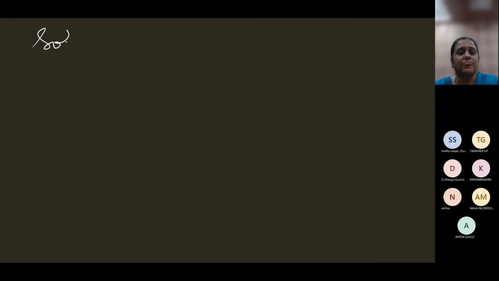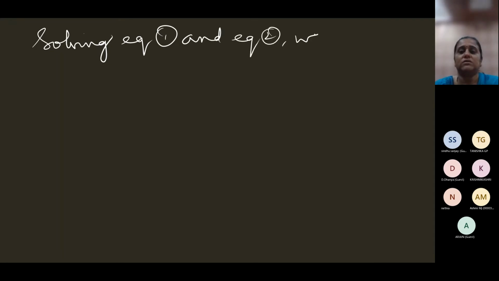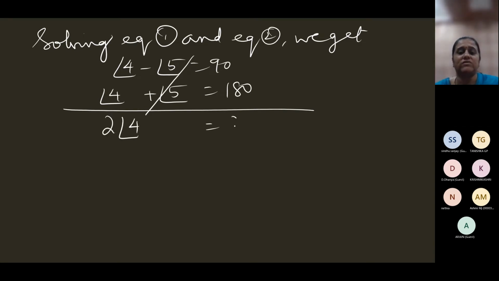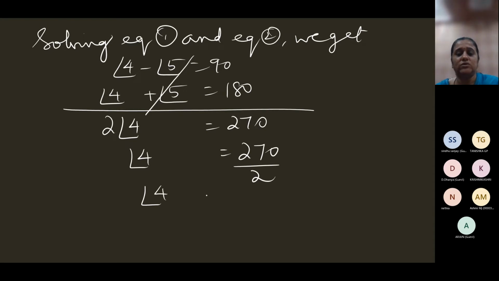Solving equation 1 and equation 2: angle 4 minus angle 5 is equal to 90, and angle 4 plus angle 5 is equal to 180. You don't have to change the signs, as minus angle 5 plus angle 5 gets cancelled. So twice angle 4 is equal to 270, angle 4 is equal to 270 divided by 2, angle 4 is equal to 135 degrees.